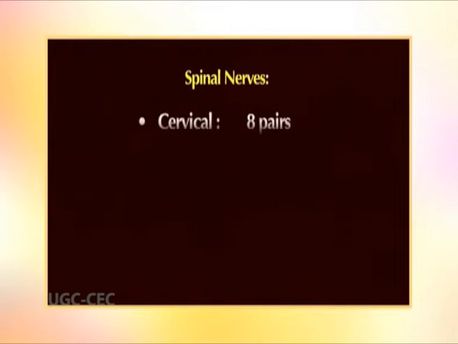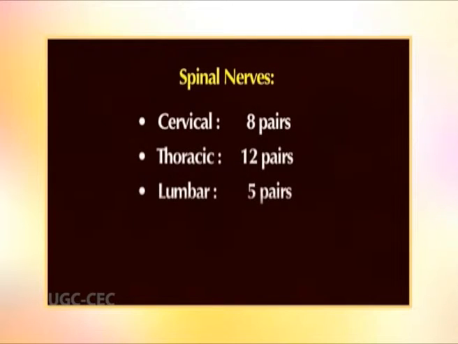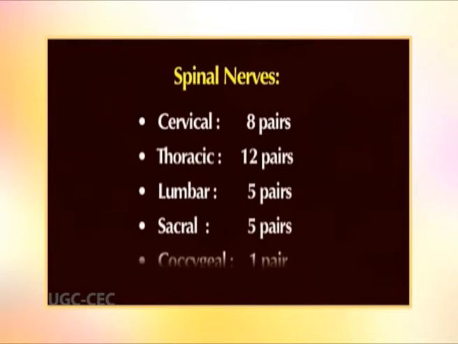Cervical, which are 8 pairs. Thoracic, 12 pairs. Lumbar, 5 pairs. Sacral, 5 pairs. And finally coccygeal, which is only 1 pair.